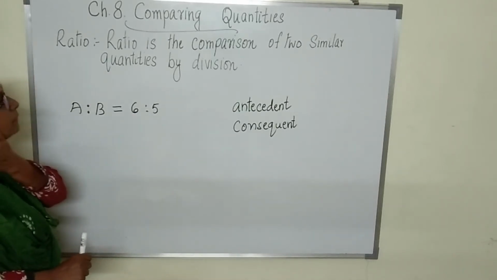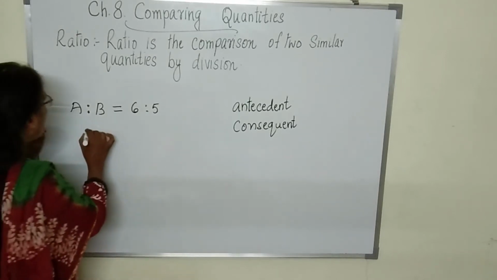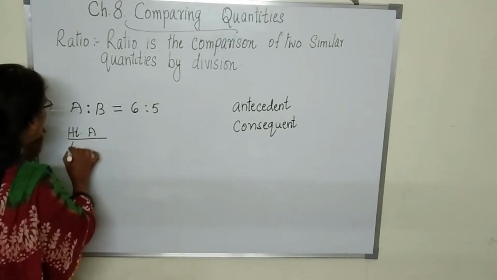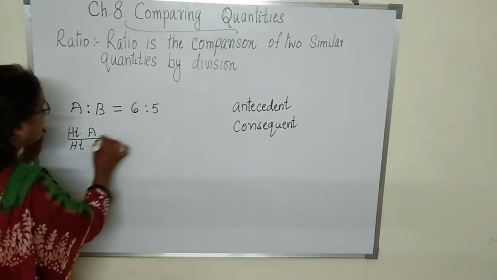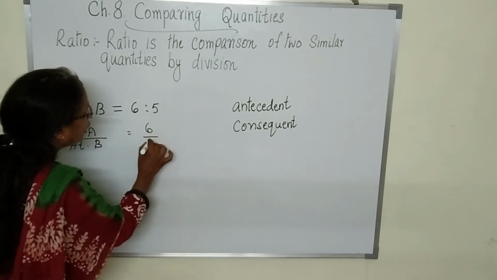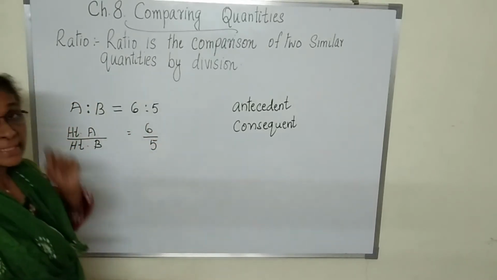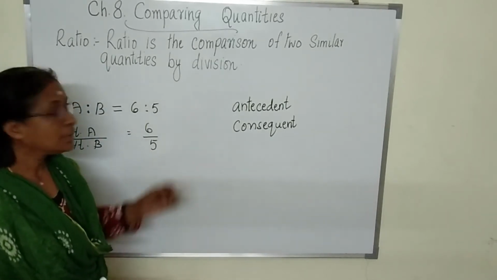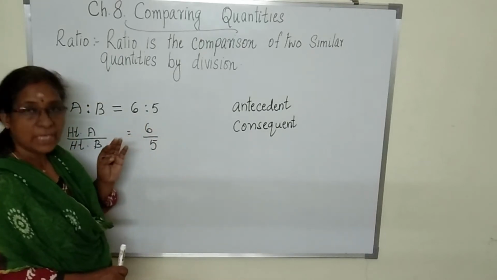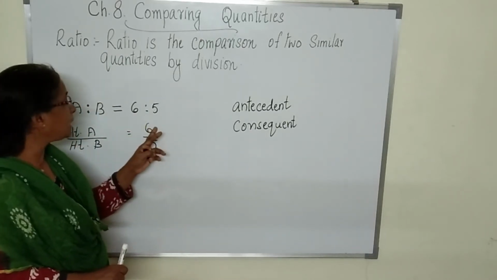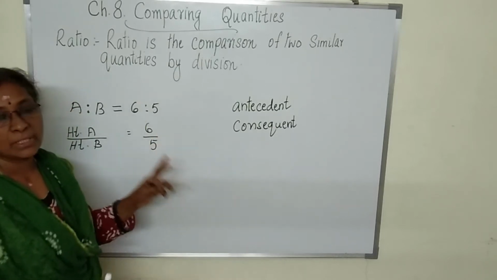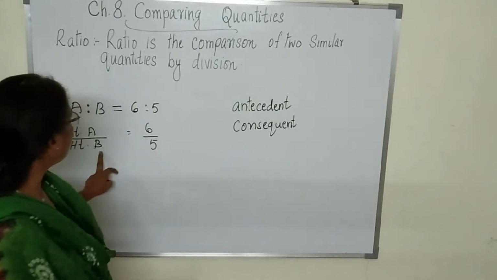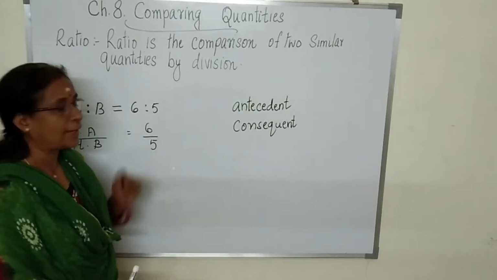What is the actual meaning of this? The height of A upon height of B is 6/5. That doesn't mean that A's height is 6 and B's height is 5. This may be the reduced form of the fraction. It can be any multiple of 6 and 5. The height of A can be any multiple of 6. The height of B can be any multiple of 5.